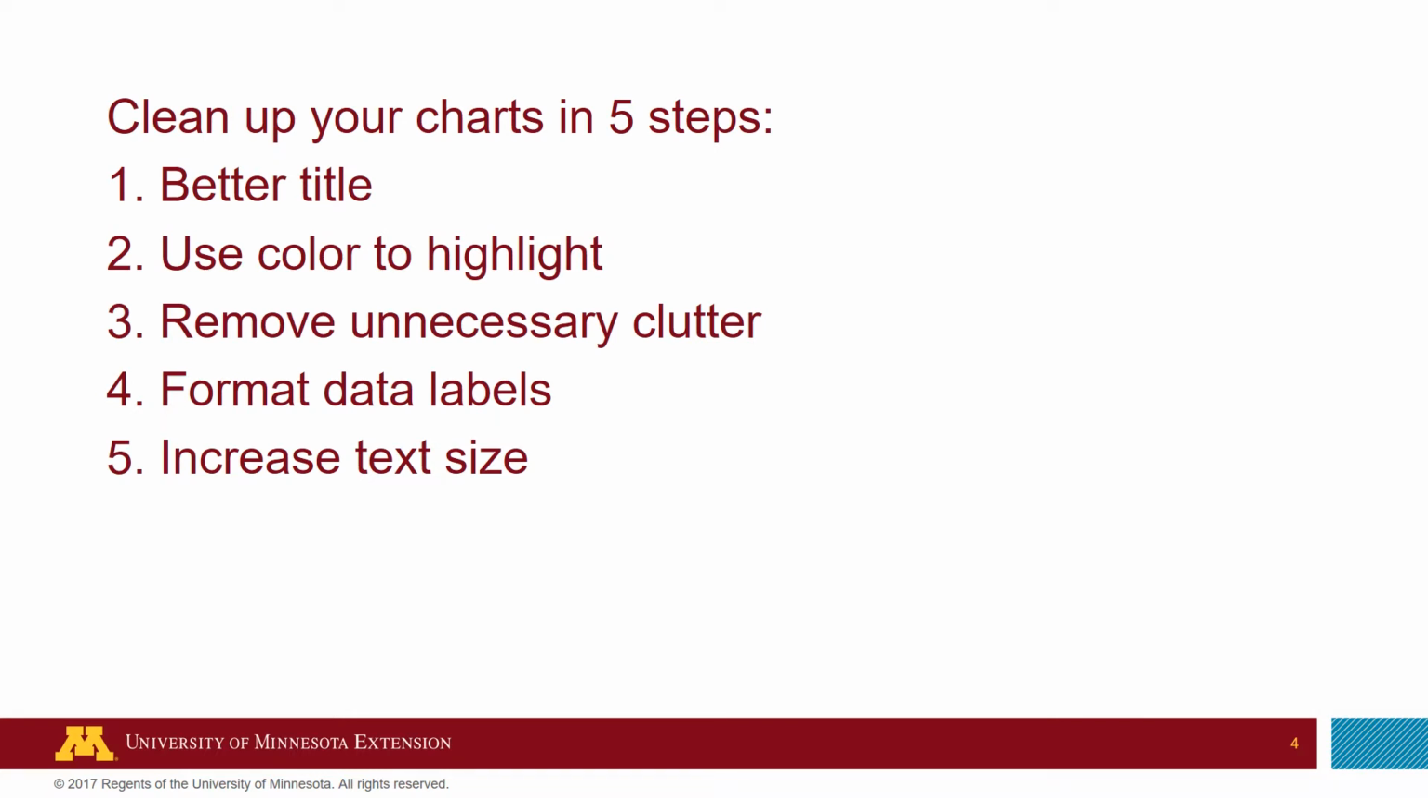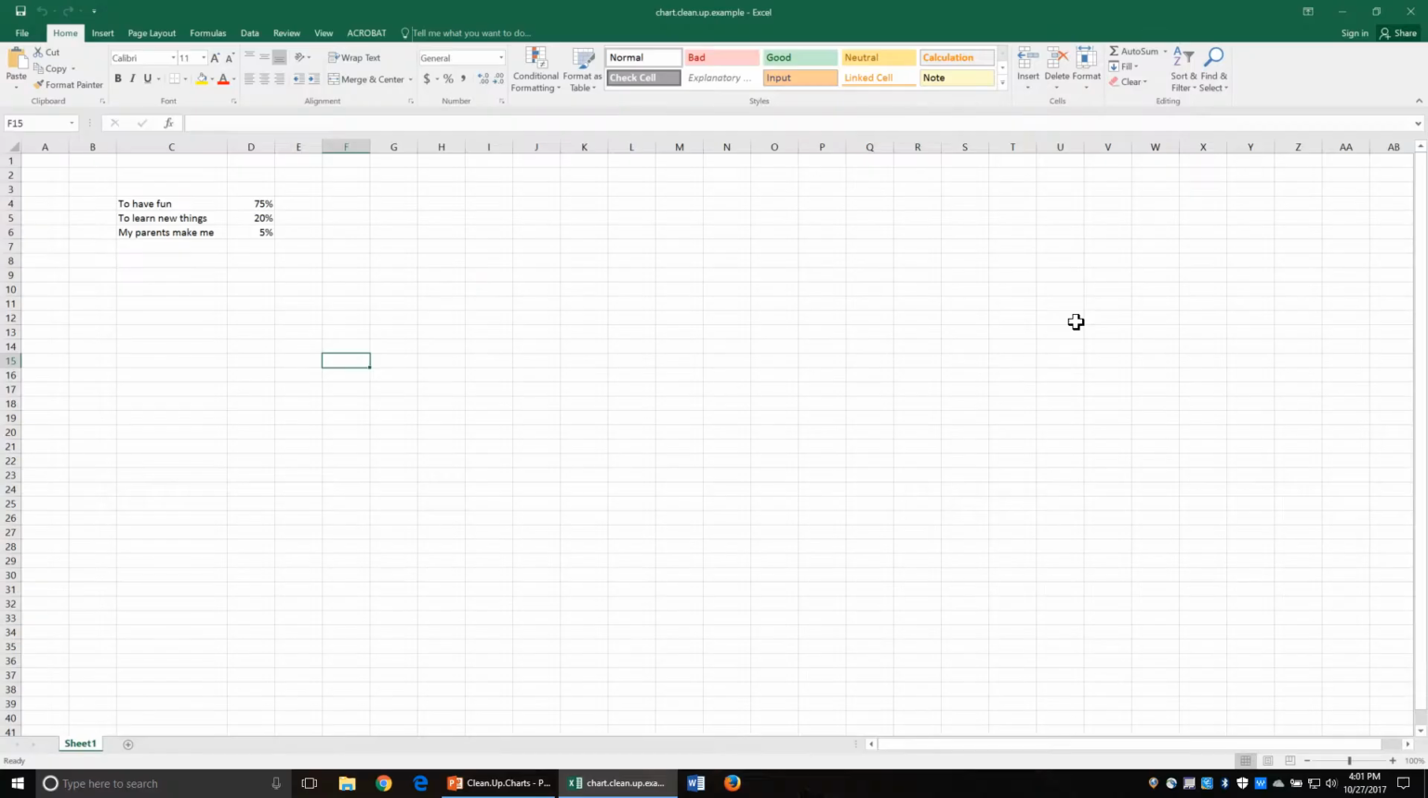I'm going to help you write a better title, use color to highlight, remove unnecessary clutter, format your data labels, and increase text size. I can usually complete these 5 tips in about 2 minutes. You might take a little bit more as you get used to Excel. So let's take a look at your data.